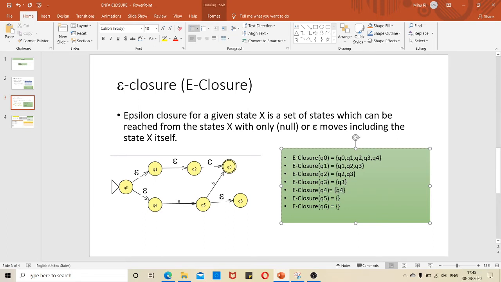In Q5, we have a jump, that is to Q6. So first write the same state, that is Q5, comma. From Q5 it goes to Q6, so it is Q6. From Q6 it's not going anywhere, so simply Q6. So this is the epsilon closure for this given epsilon NFA.